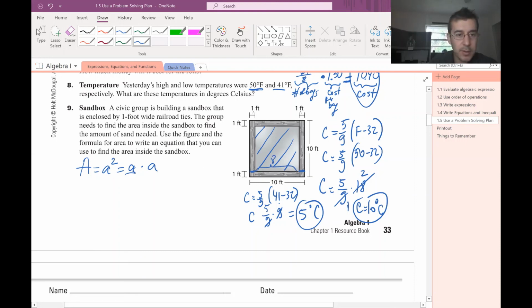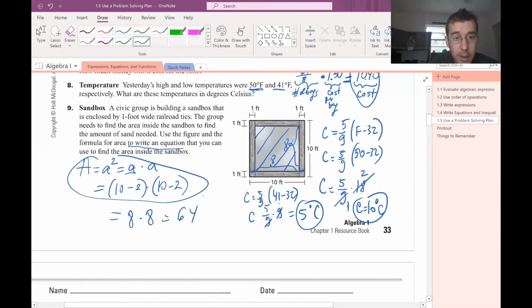So the side is basically 10 feet minus 2 feet, right? So 10 minus 2, and then same here, this is also 8, or 10 minus 2. So write an equation. So it's basically this, right? So that's what it is. If you want to solve it, it's just 10 minus 2 is 8 times 10 minus 2 is 8, or that's 64. And this is feet, so feet squared.